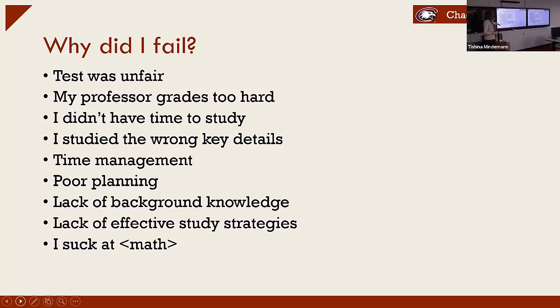And then finally, the last one is that classic, well, I'm just not a math person. I just suck at math, right? And that's something that maybe we can address with them one-on-one if they are in that headspace.